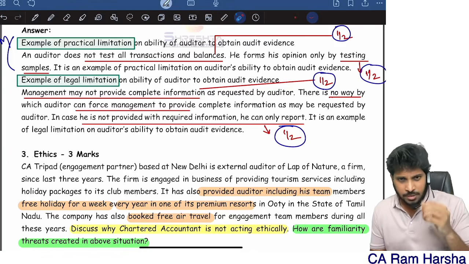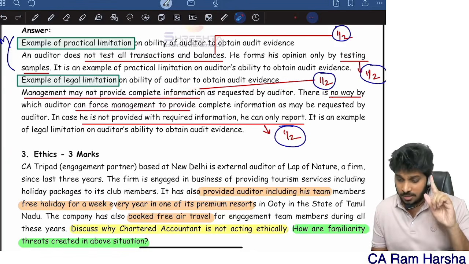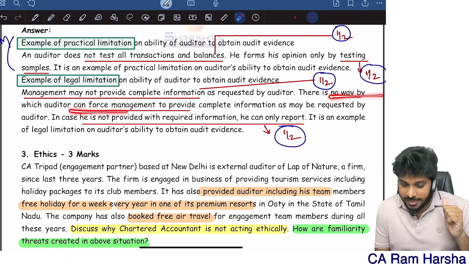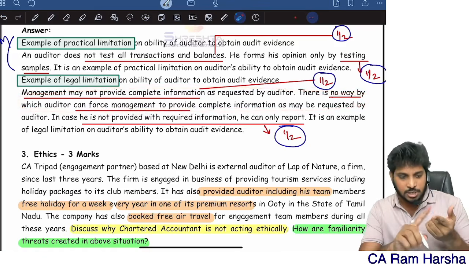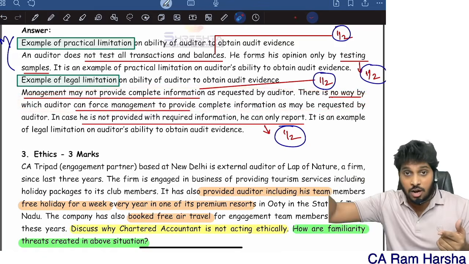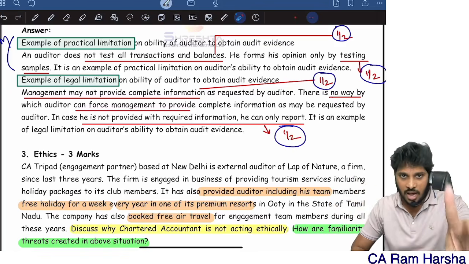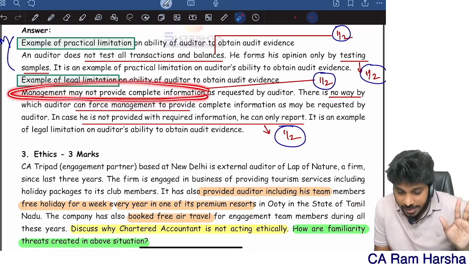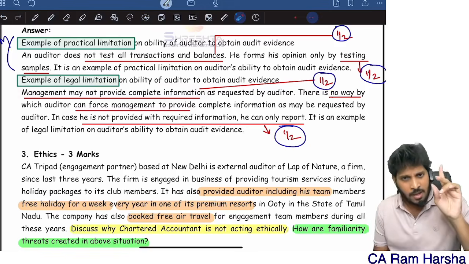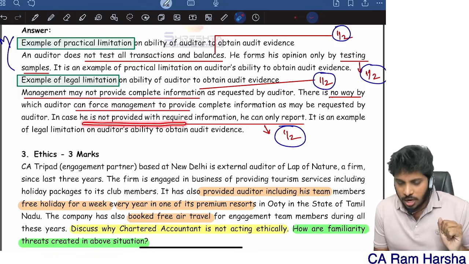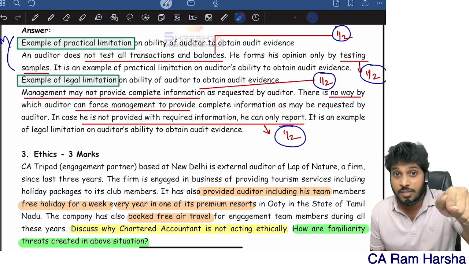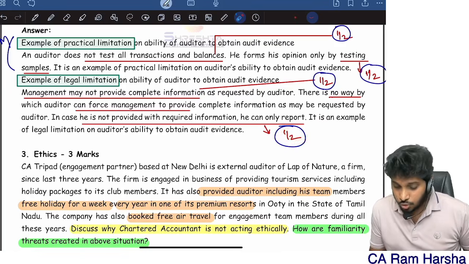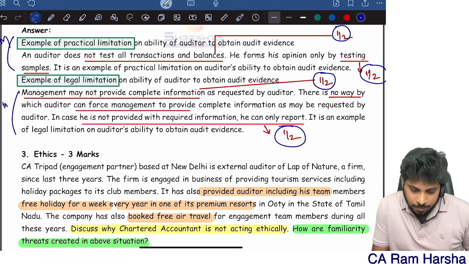Legal limitation example they wrote: management will not provide complete information, for that half mark. Auditor cannot force management, that is the continuation of that point. Management may not provide complete information, auditor cannot force the management, that entire thing put together is half mark. In that, the main keyword is management may not provide complete information. Finally, if management is not providing the required information, you can only report. That's a consequence of the limitation, for that half mark. So totally for this entire example, 1 mark.